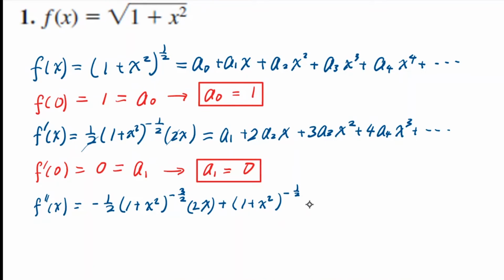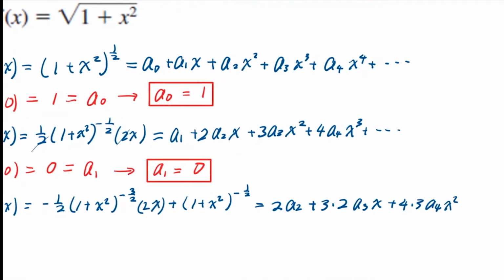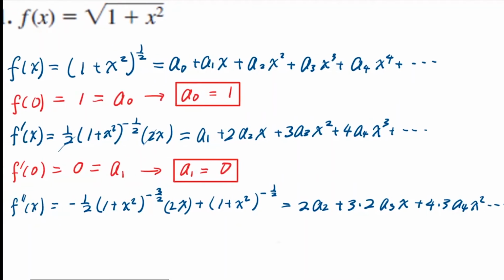Okay, so the right-hand side is equal to 2a2 plus 3 times 2a3 x plus 4 times 3a4 x squared and dot dot dot, right? Okay, let's shove in 0.